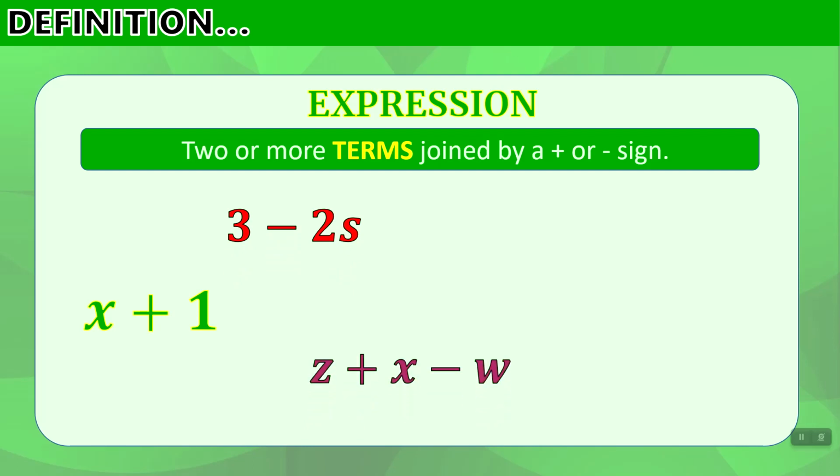Z plus x minus w contains three terms. This is an expression also. The three terms are z, plus x, and minus w. 3z plus 5 is also an expression. It contains two terms, 3z and plus 5. 1 over w plus 3d is also an expression. It contains the terms 1 over w and plus 3d.